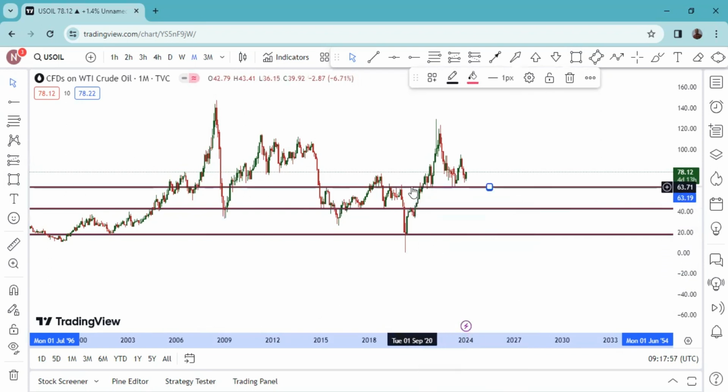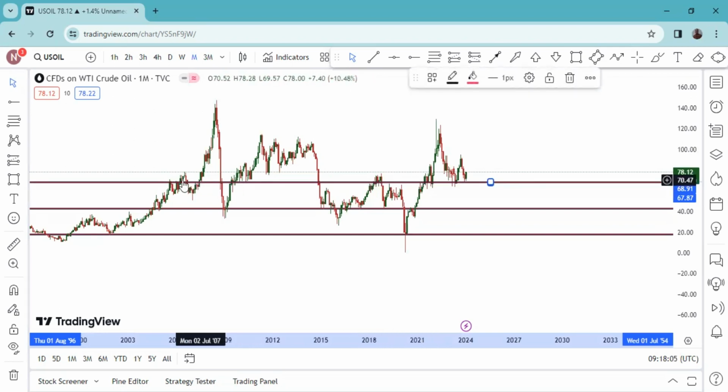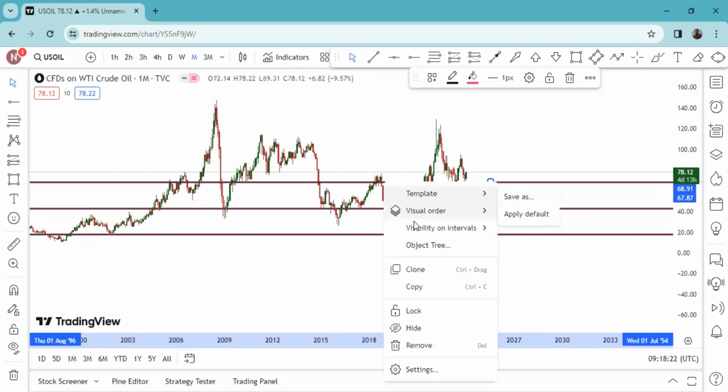Then also somewhere around here, you can see this market is respected. Let me move up a little bit. Yeah, this market is respected here, here, this level here, here, here, here. So that means this also is an important level.